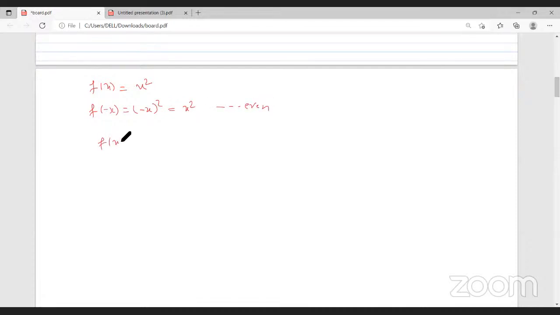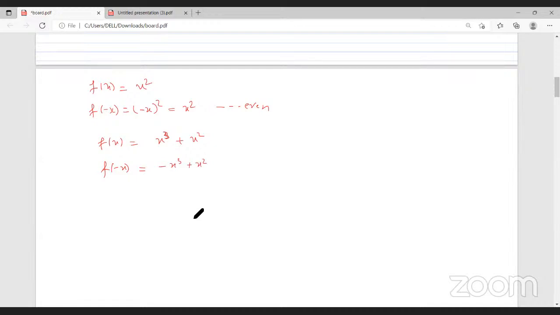Say f of x equals x cube plus x square. Now in this case, what will happen if I replace x by minus x? Minus x is minus cube x plus x square. Now is it an even function or an odd function? Odd. It's the odd function now.